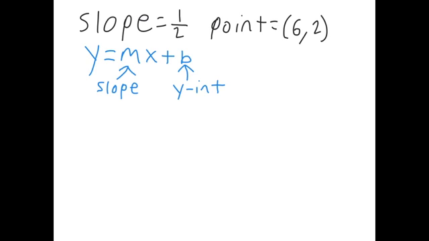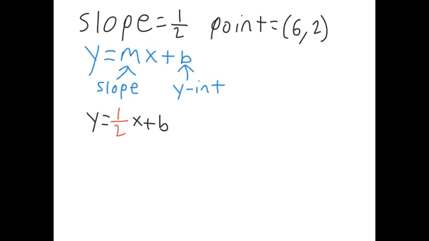So first we're going to start by plugging in the slope. So since we know the slope, we're going to say y equals, now instead of writing m, we write the slope, which is 1/2. And then write the rest of it, x plus b. Okay? Now we need to find out what is the y-intercept in this case.